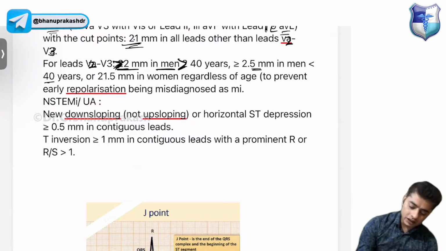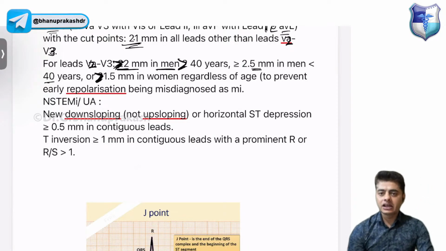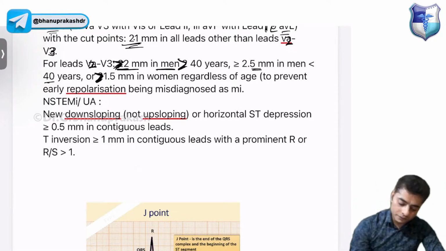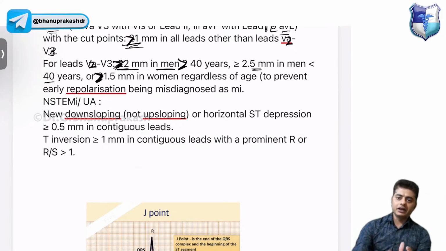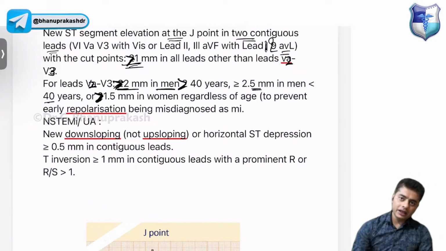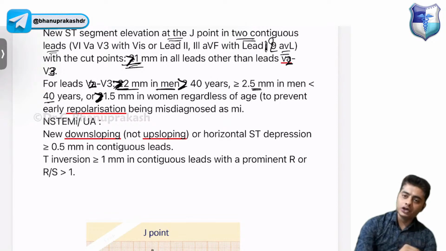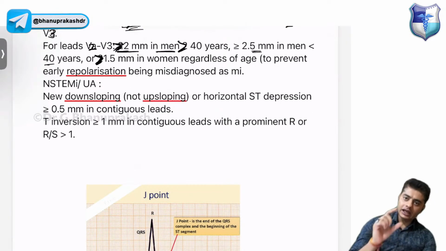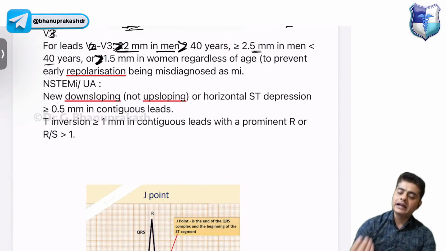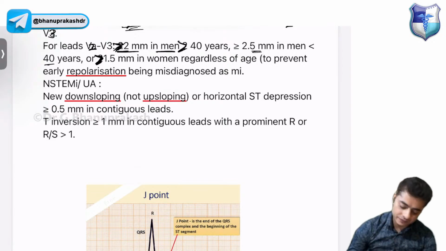And in a woman, greater than 1.5 mm, regardless of her age, is ST elevation. So again, we will repeat. What is ST elevation MI? It is greater than 1 mm in any two contiguous leads except V2 and V3. For V2 and V3, in men, if age is greater than 40 years, then 2 mm is significant. And in men less than 40 years, 2.5 mm is significant. And in women, greater than 1.5 mm is significant regardless of age.